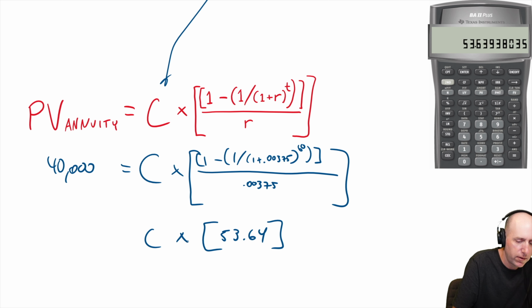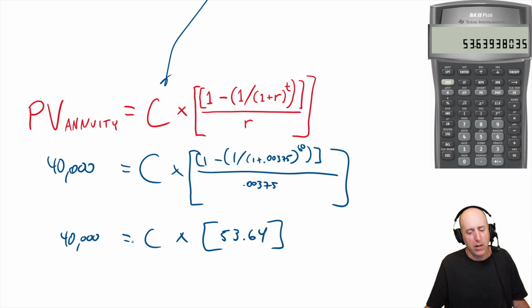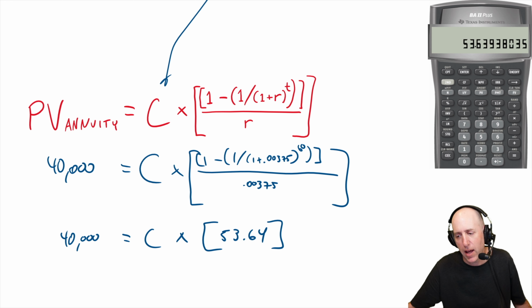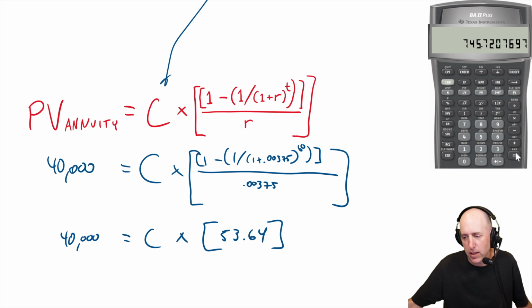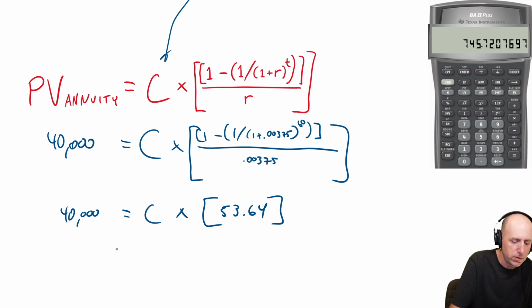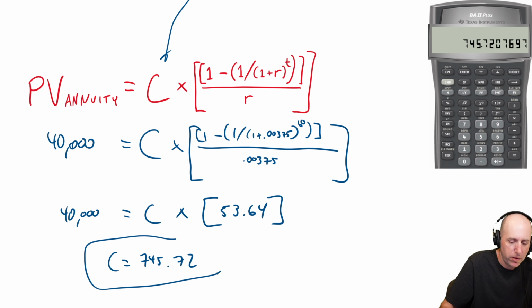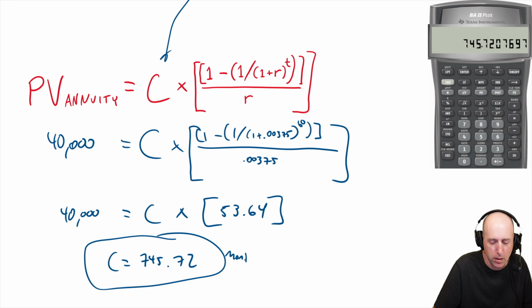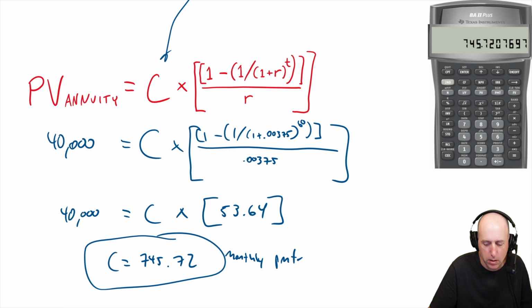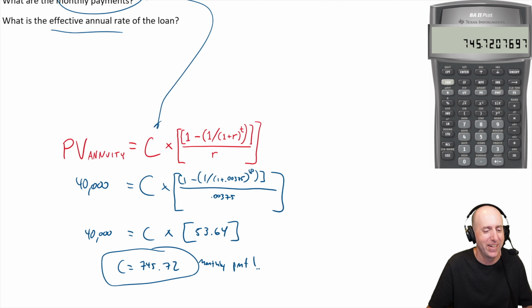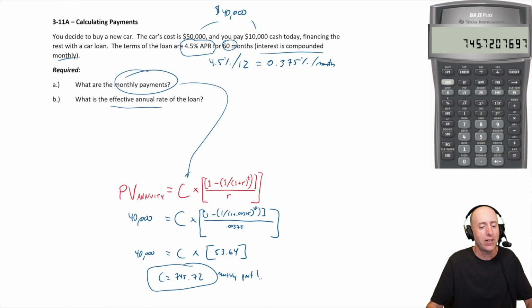So I have C times 53.64 equals $40,000. I just have to divide 40,000 by 53.64 and I get the answer. So again, having the number in my calculator so I don't round, I just go 1 over x times 40,000 and I get $745.72. C equals 745.72. It asked me what the monthly payment is. That's my monthly payment. Okay, so there we have it. We have calculated the monthly payment.